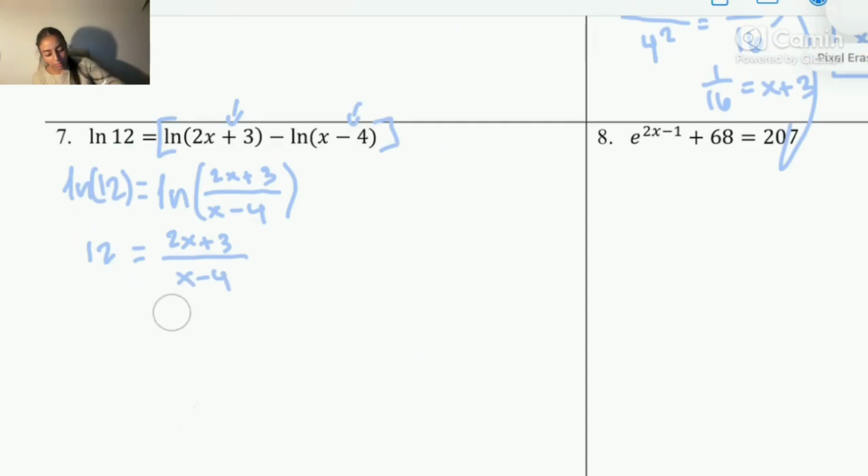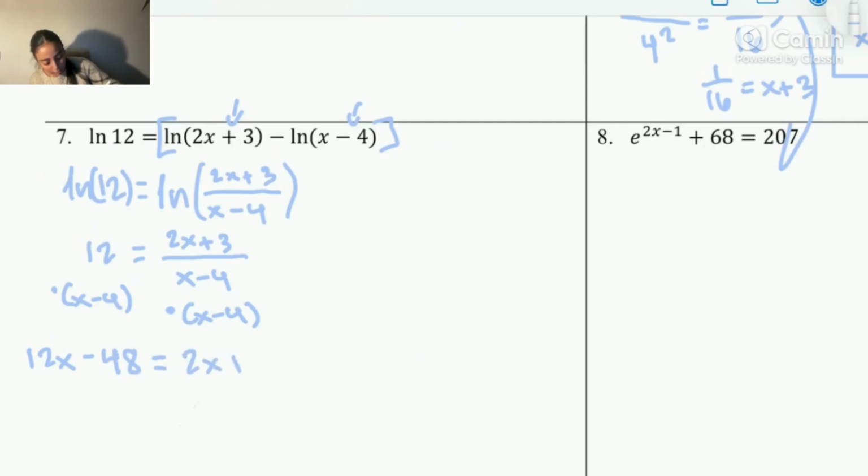Now you're going to multiply both sides by x minus 4 to get it out of the denominator. And you distribute the 12 to the x and the negative 4, so 12 times x is 12x. 12 times negative 4 is negative 48. And that all equals 2x plus 3.